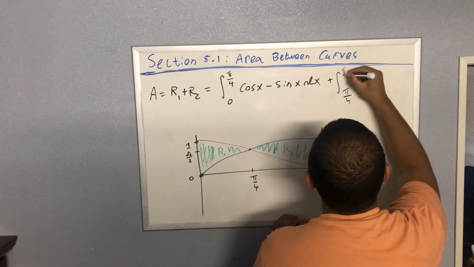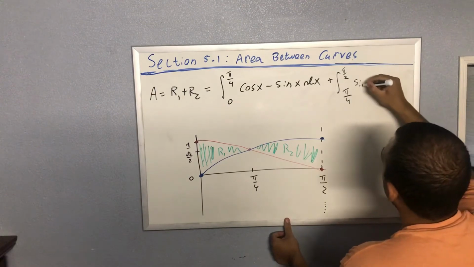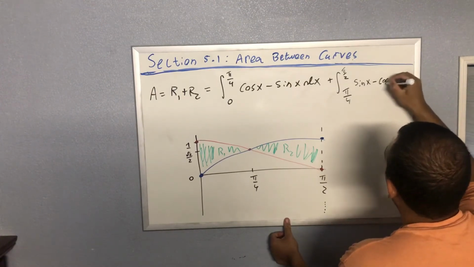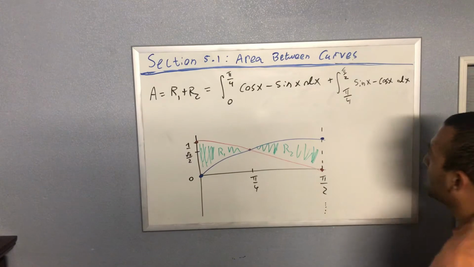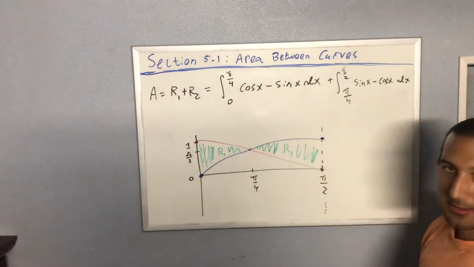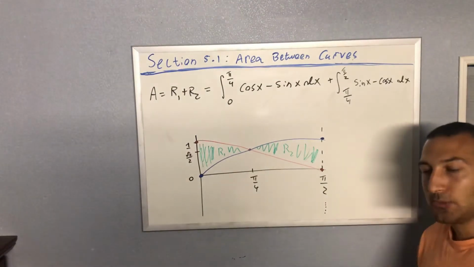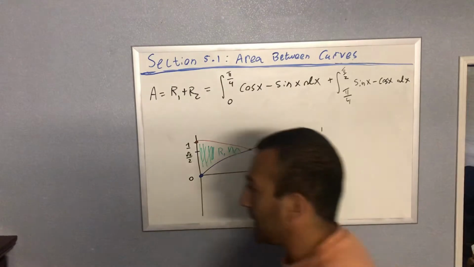And then plus, from pi over 4 to pi over 2 now, the second half, and now switch it. Y top is sine, and y bottom is cosine. So that's going to be how we find the area between here. So it's the same concept, you just kind of break it down into two separate regions.